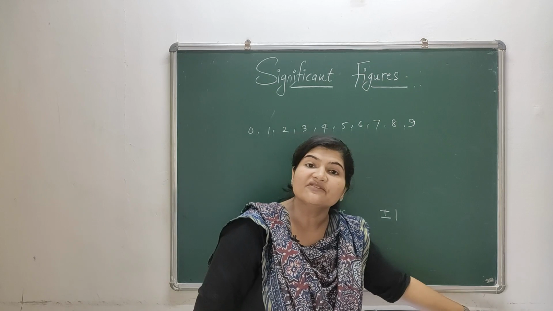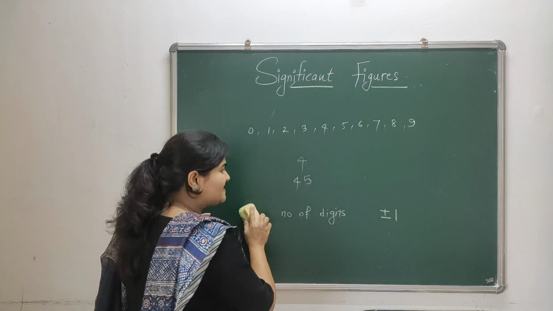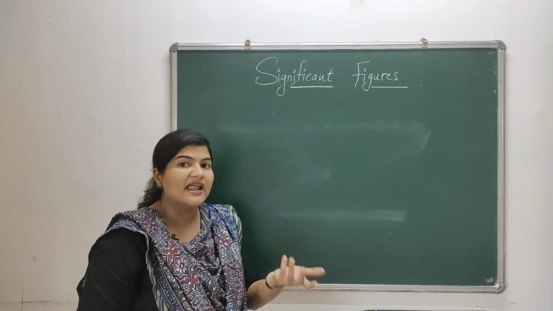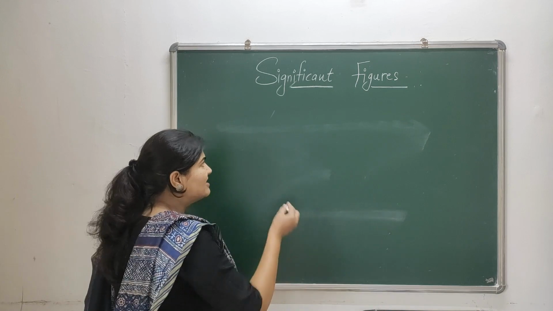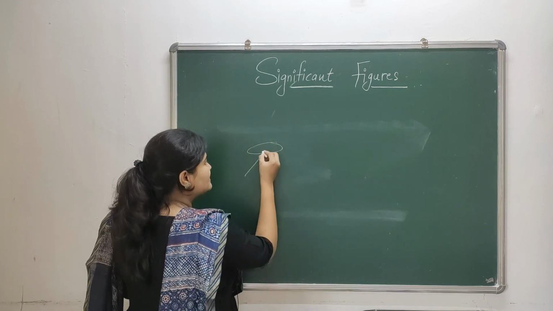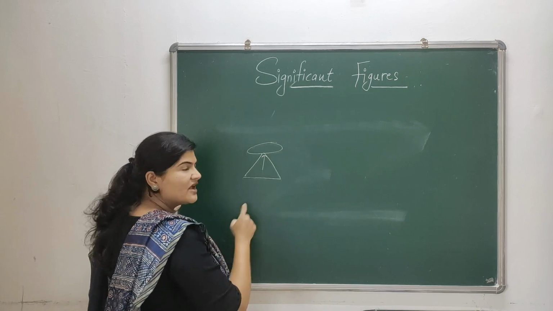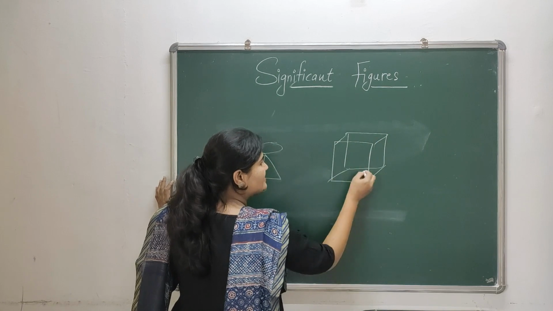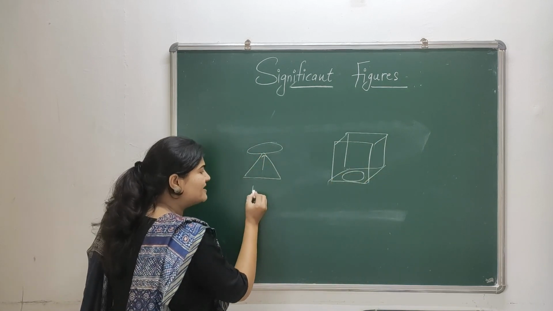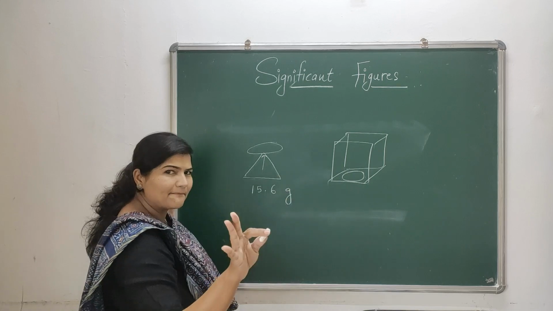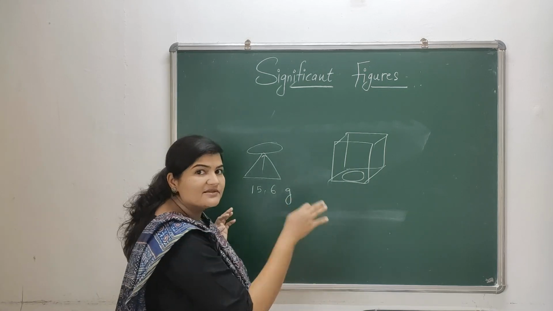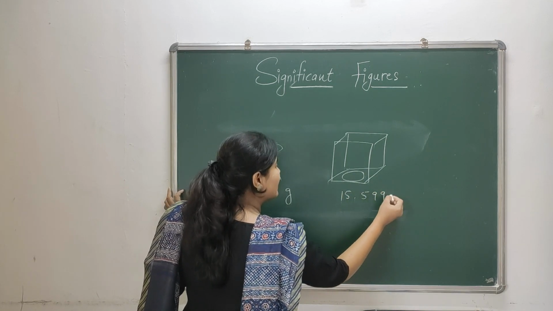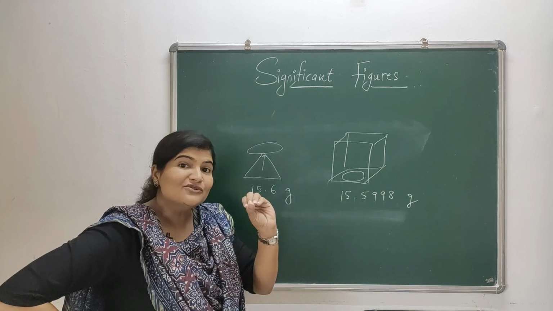Now, why are significant figures important? What is the role of significant figures? I will tell you. Suppose I have a sample and I want to weigh it. I will weigh the same sample on, say, a rough balance or on an analytical balance. Now, I got the answers. On the rough balance, the sample weighed 15.6 grams, for example. And on the analytical balance, my same sample weighed 15.5998 grams. Can you spot the difference?